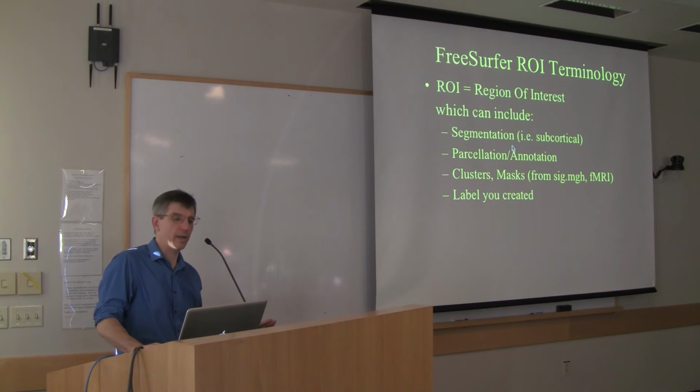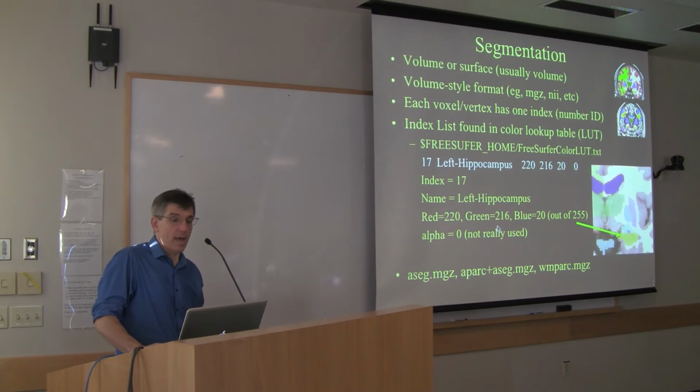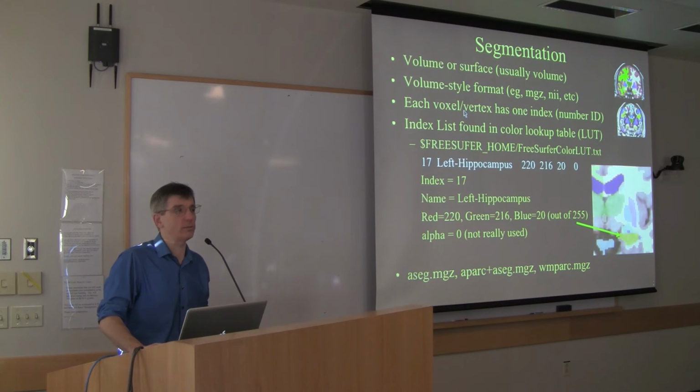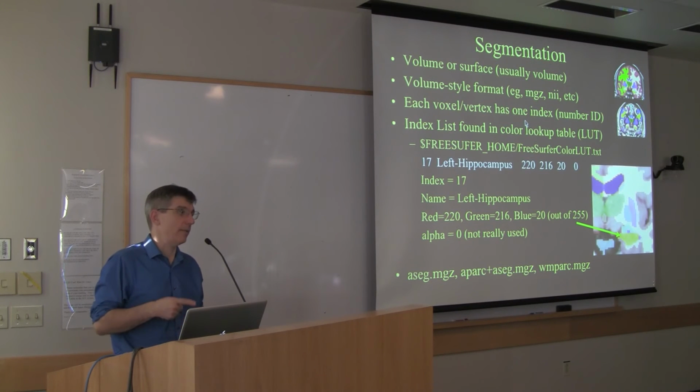So when I say ROI, it can mean a segmentation, a parcellation or an annotation, a cluster, a mask, or a label that you draw by yourself. The segmentation is usually a volume. It's in a volume-style format like an MGZ or a NIfTI, most likely an MGZ format. And each voxel or vertex gets a single value, and that value is an index into a lookup table. So it's just an integer number: 1, 2, 3, 4, 100, 200, whatever.